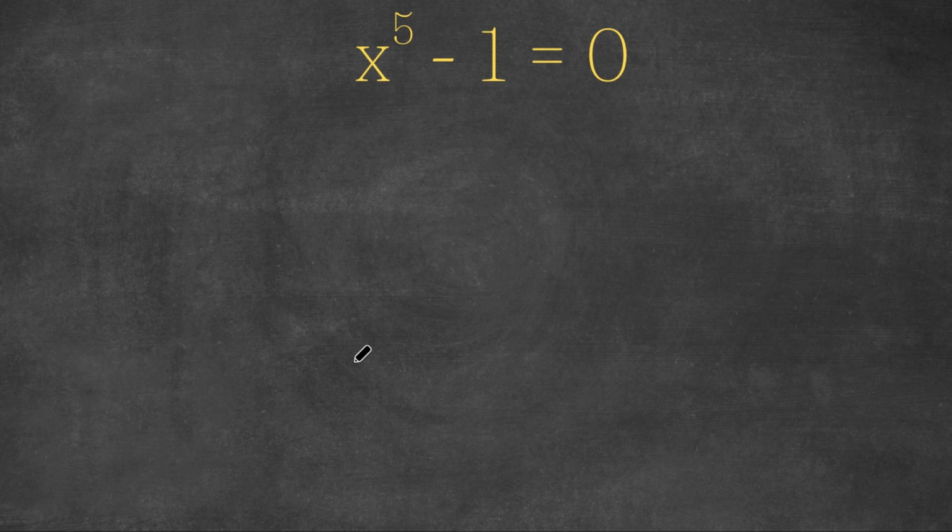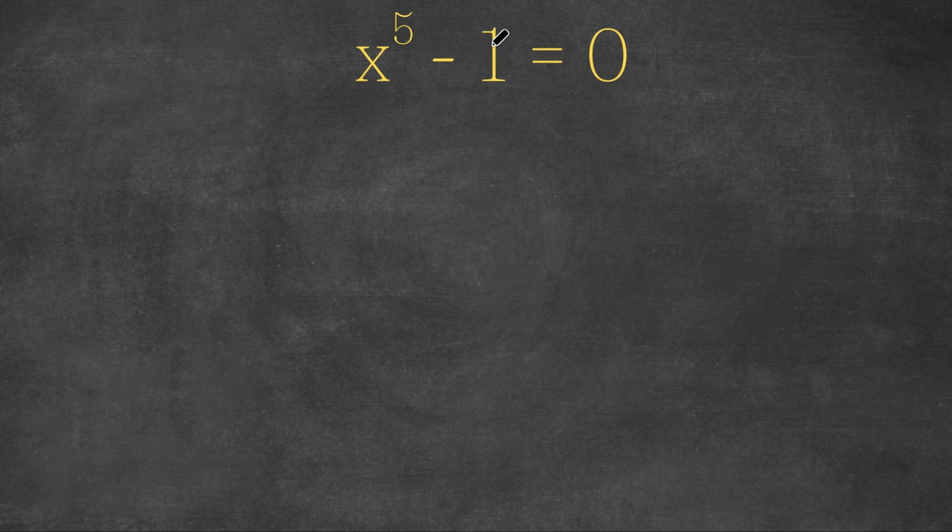In today's video, I'm going to be teaching you guys how to solve this exponential equation. So we have x to the power of 5 minus 1 equals 0. Well, our first step is to isolate x, right? We want to get it by itself.